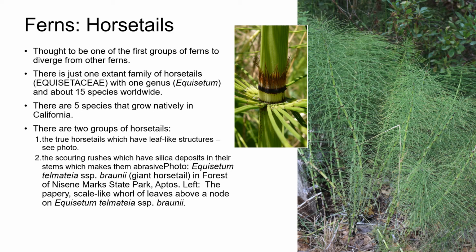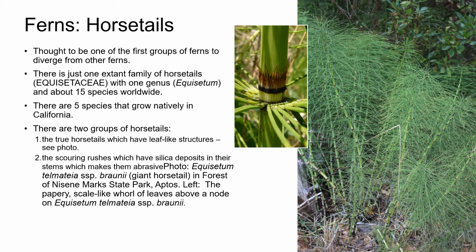So let's talk a little bit now about the fern relatives, the horsetails. The horsetails are also classified as ferns and are thought to be one of the first groups to diverge from the other ferns. There's just one extant family of horsetails, the Equisetaceae, that has just one genus, Equisetum, and about 15 species worldwide, of which 5 grow natively in California.